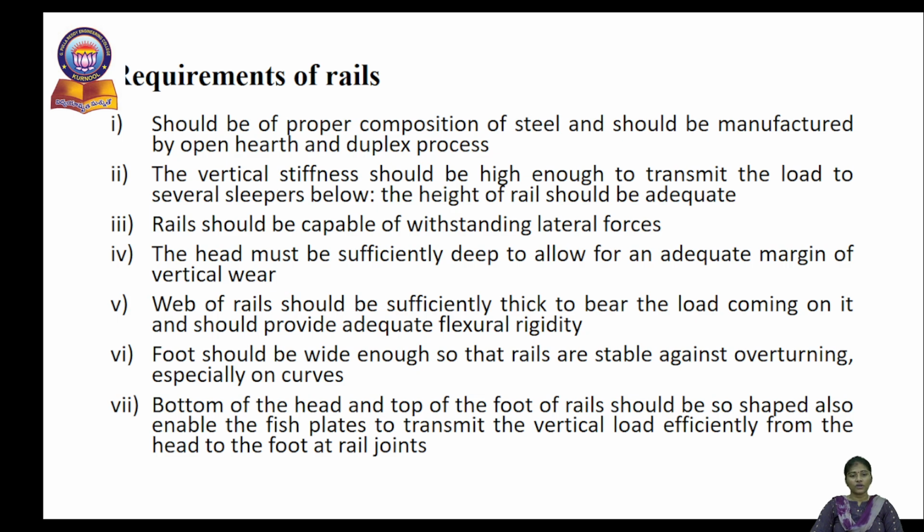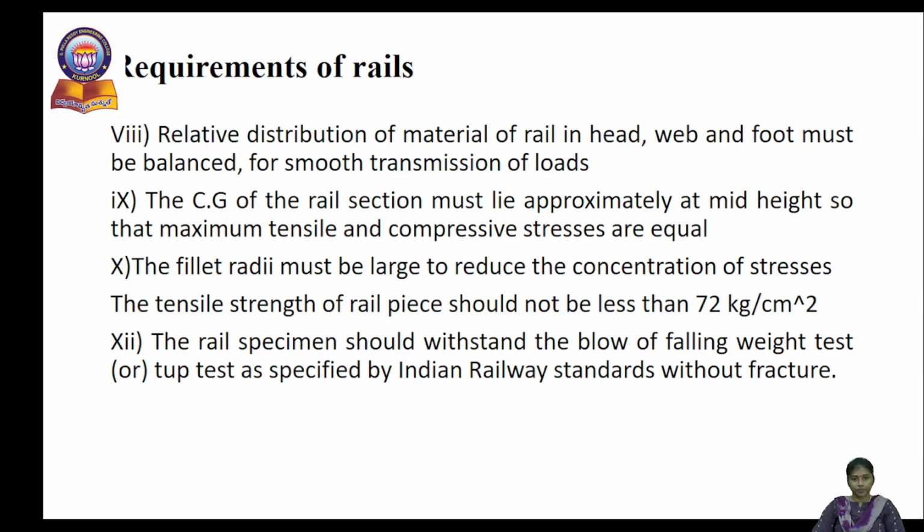The shape of the bottom of the head and the top of the foot must be prepared such that it enables the fish plates to transmit the vertical load efficiently from the head to the foot at the rail joints. The relative distribution of the material in head, web and foot must be balanced. The center of gravity of the rail section must lie approximately at mid height, so that it will bear tensile and compressive stresses, and they both must be equal.